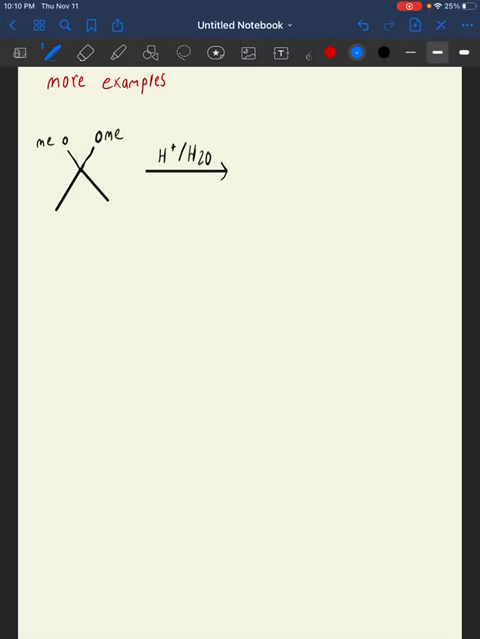This is actually a reverse acetyl formation. So this one's more challenging. I'm going to give you guys a few seconds, see if you can figure it out. Okay, I think that's enough time. Let's see if you guys figured it out.